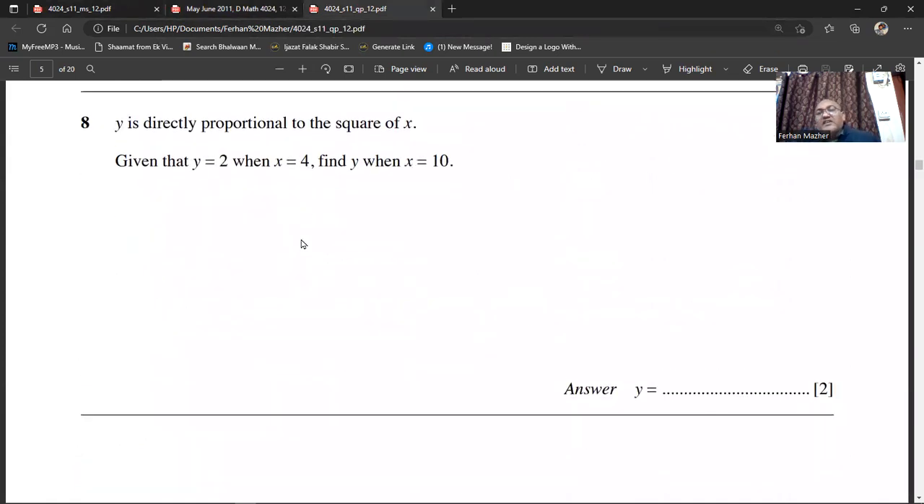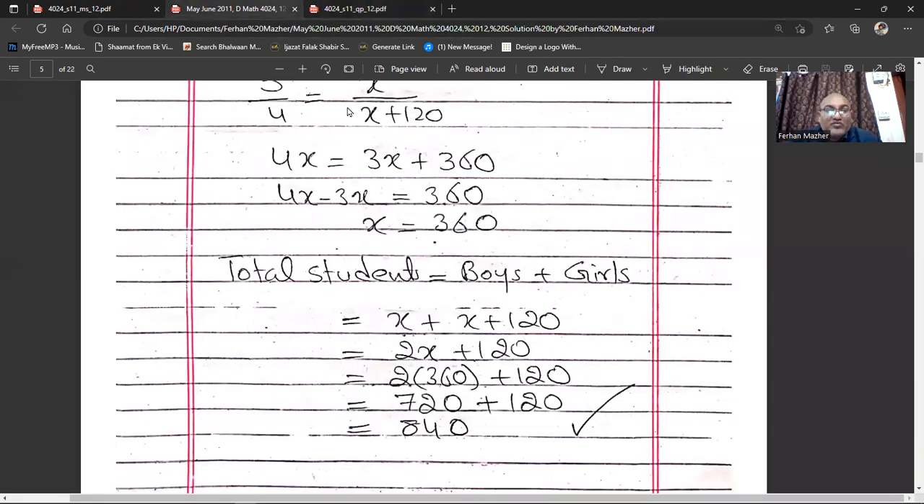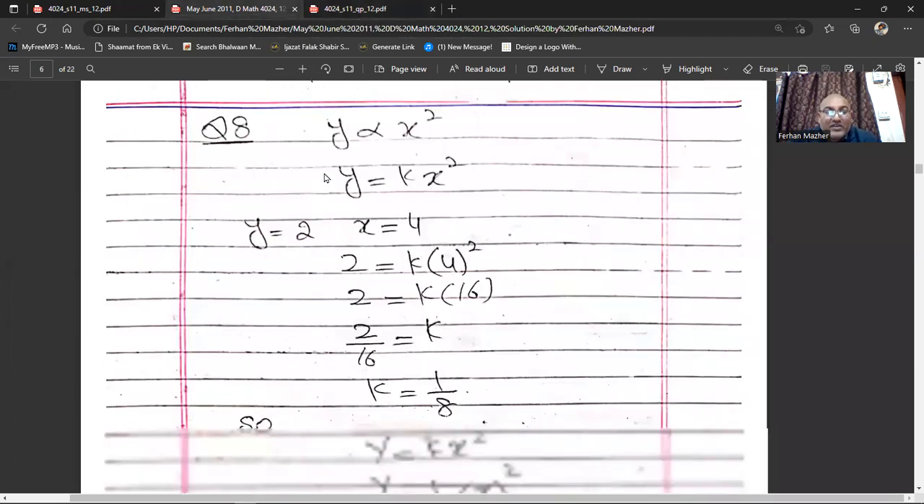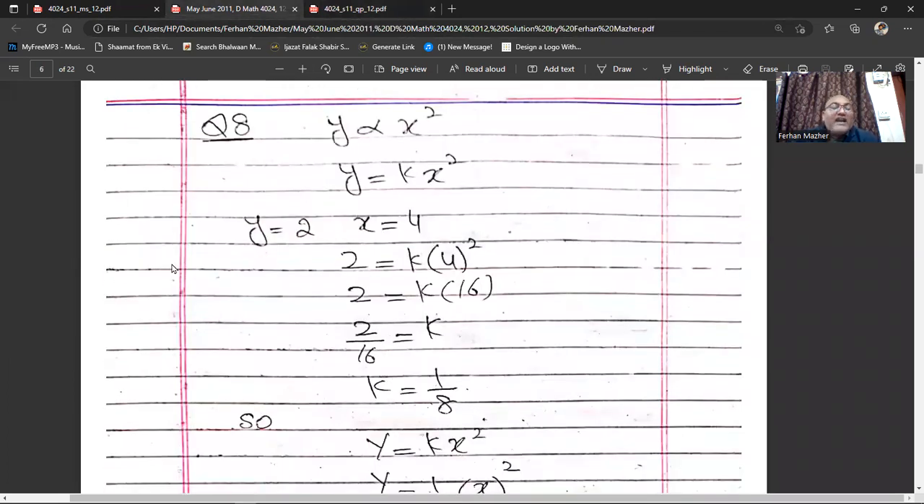Question number 8 coming up on your screen. It says y is directly proportional to the square of x. Given that y is 2 when x is 4, find y when x is equal to 10. This is a 2 marks question. Very simple, straightforward question. It says y is directly proportional to x square, so y is equals to kx square. Whenever you remove the proportional sign and replace it with an equal sign, you have to introduce a constant. So here y is equals to kx square.